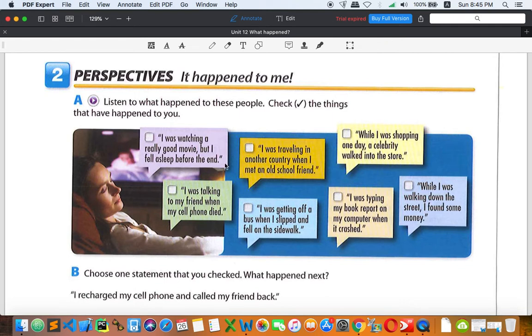Okay, this next one, the green one: I was talking to my friend when my cell phone died. Hmm, it did not happen to me. So when your phone dies here, it means your phone ran out of battery. No battery at all. I don't know, but to me it never happened.